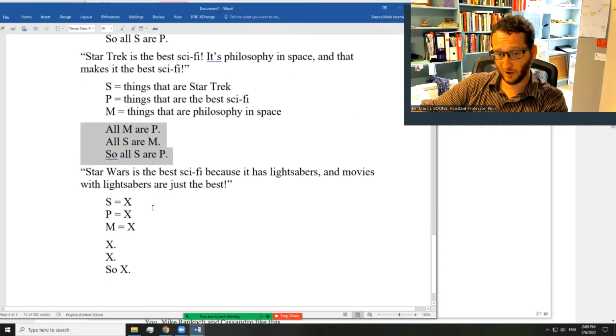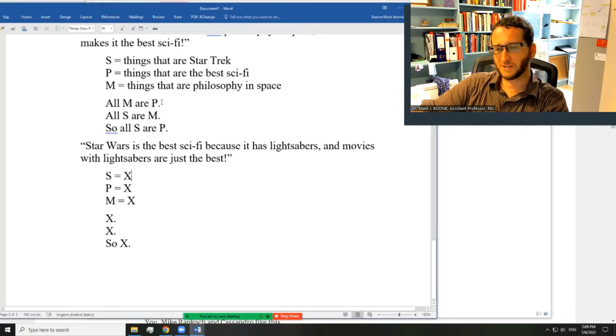Now, finally, Star Wars is the best sci-fi because it has lightsabers. Movies with lightsabers are just the best. Well, I think I'm going to recommend another things that are formulation. Star Wars is the best sci-fi because it has lightsabers, and movies with lightsabers are just the best. So what's our conclusion? Our conclusion is Star Wars is the best sci-fi.